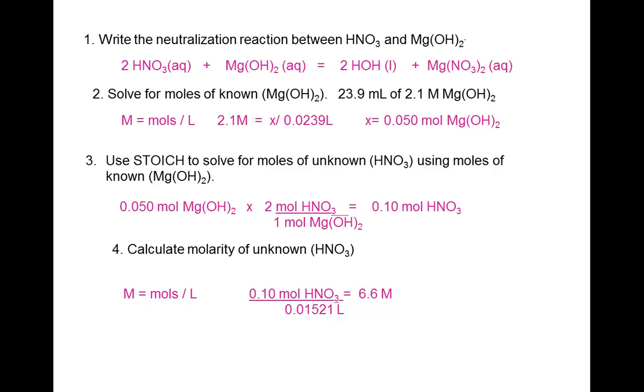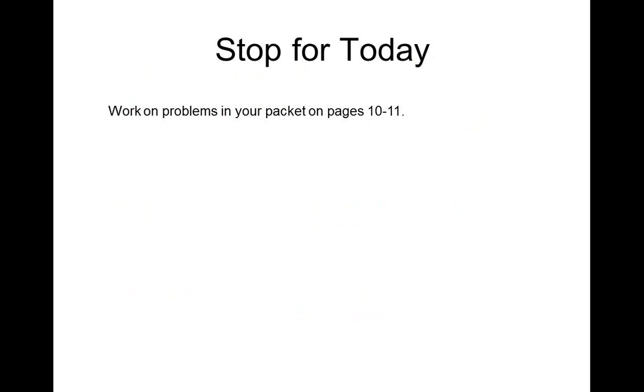Now when you do this, please be careful. Notice up here in step 2, when I did my 0.050 moles of magnesium hydroxide, I actually indicated that it was magnesium hydroxide. When I solved for my moles of acid, I indicated that it was moles of acid. You just want to be really careful to make sure that whenever you're doing a molarity, you're grabbing the correct moles, whether you're solving for your acid or your base. Okay, now it's time for you to work on the problems in your packet.